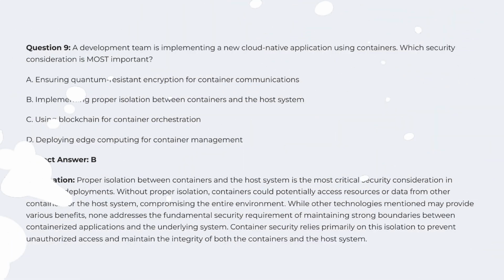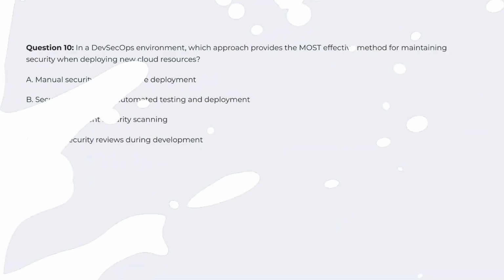Correct answer, B. Explanation: proper isolation between containers and the host system is the most critical security consideration in container deployments. Without proper isolation, containers could potentially access resources or data from other containers or the host system, compromising the entire environment. While other technologies mentioned may provide various benefits, none addresses the fundamental security requirement of maintaining strong boundaries between containerized applications and the underlying system. Container security relies primarily on this isolation to prevent unauthorized access and maintain the integrity of both the containers and the host system.